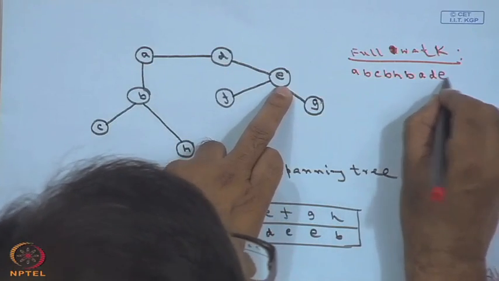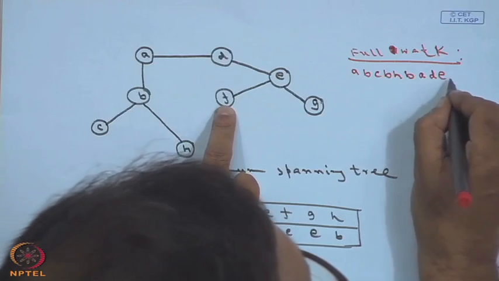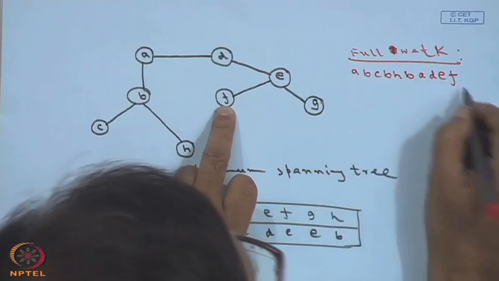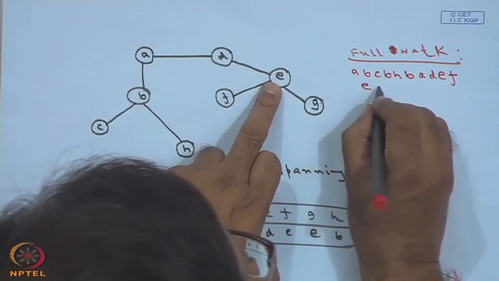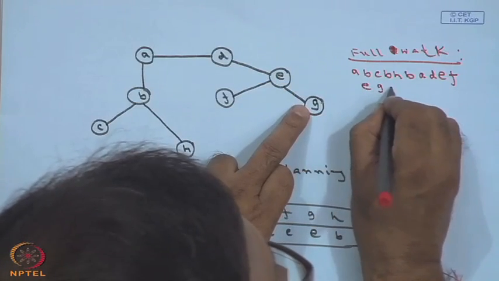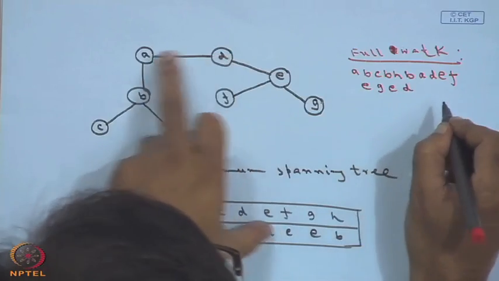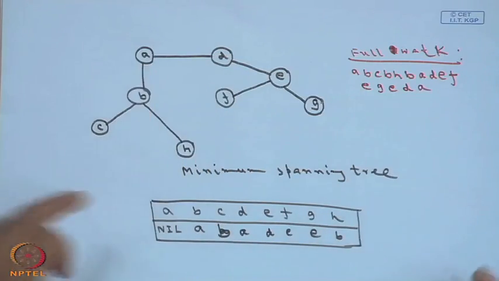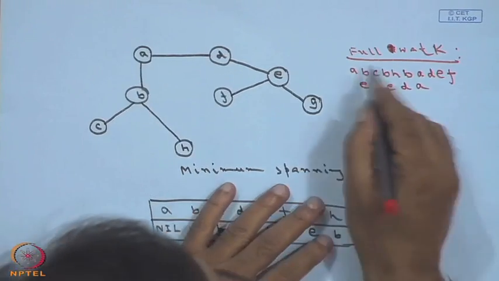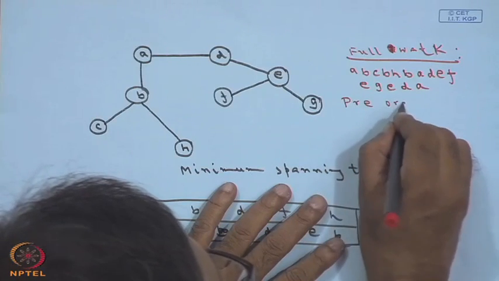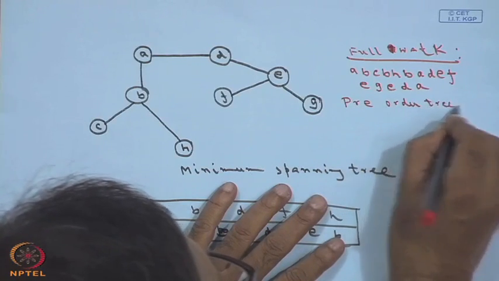D to E, E to F, F you are coming back to E, E to G, G you are going back to E, E back to D, D back to A. So, this we are calling the full walk. From this full walk, we are finding out the pre-order tree. What is the pre-order tree now?